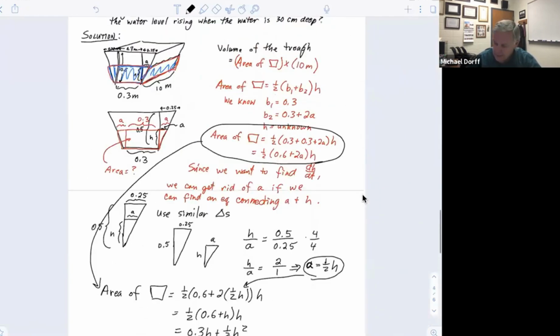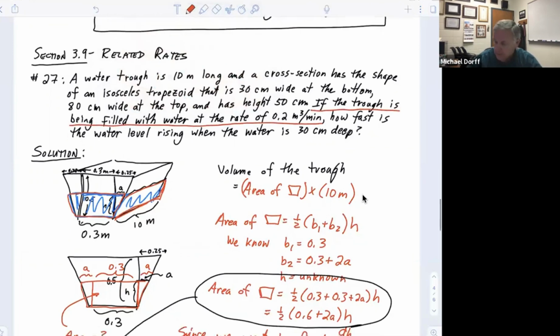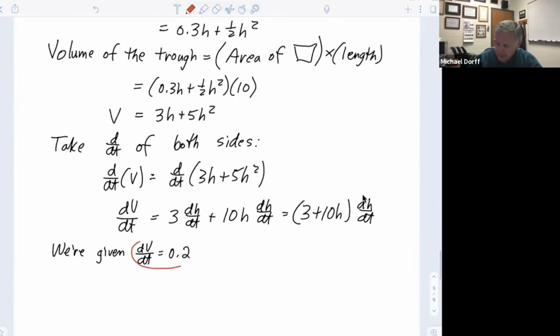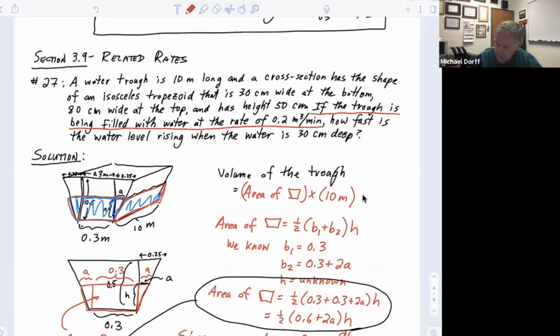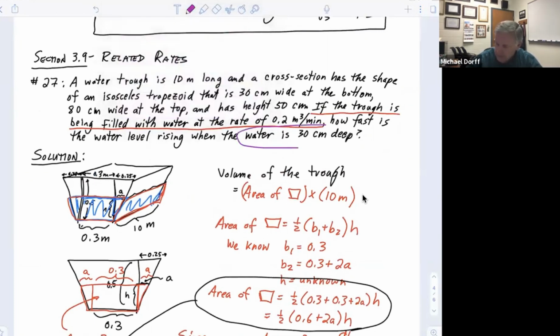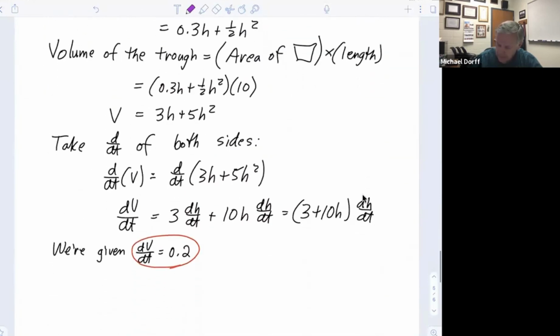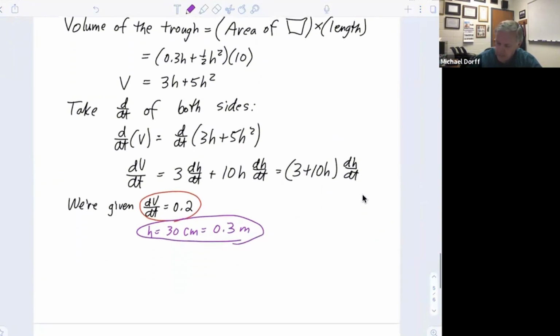Now we're given that dV/dt equals 0.2. Going back here, where does that come from? That says down here, the trough is being filled with water at a rate of 0.2 cubic meters per minute. That's where we get this from. And we say, how fast is the height of the water increasing when the water is 30 centimeters deep? So that means h is 30 centimeters, which we're going to change to meters, which is 0.3 meters. Now we have those two. Now we're going to substitute those into the equation.